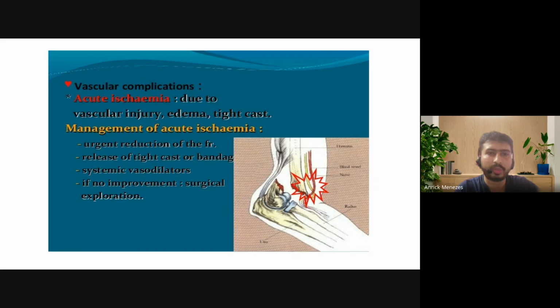So vascular complications like acute ischemia due to vascular injury, edema, and tight cast. How to manage: urgent reduction of the fracture, release of the tight cast and bandage, systemic vasodilators. If no improvement, then you need to do a surgical exploration.